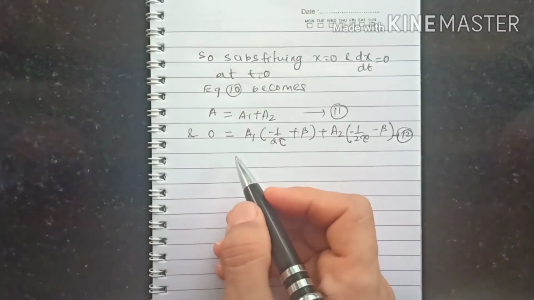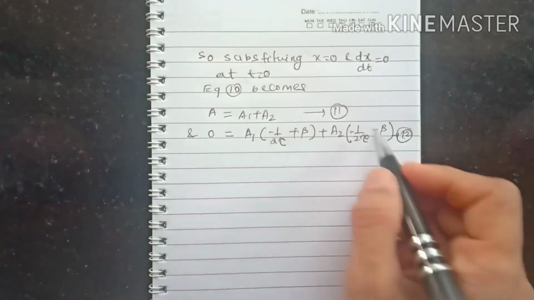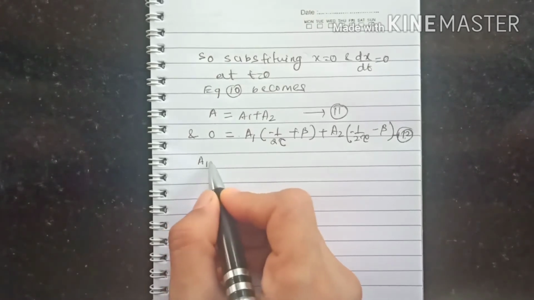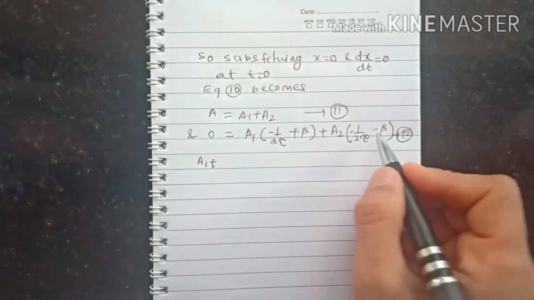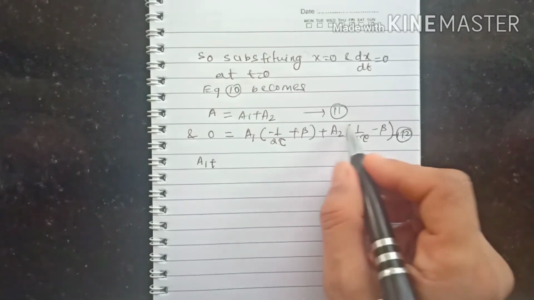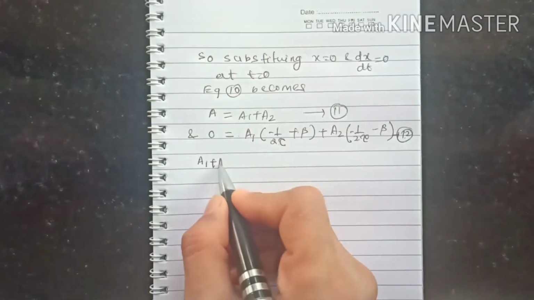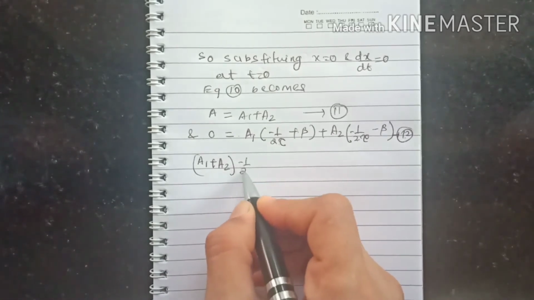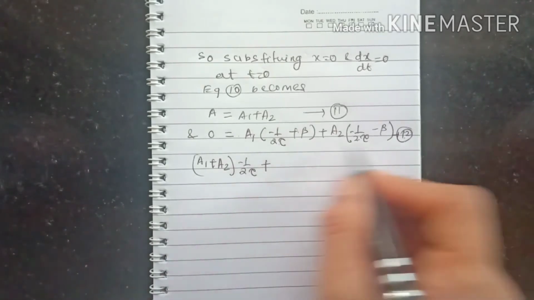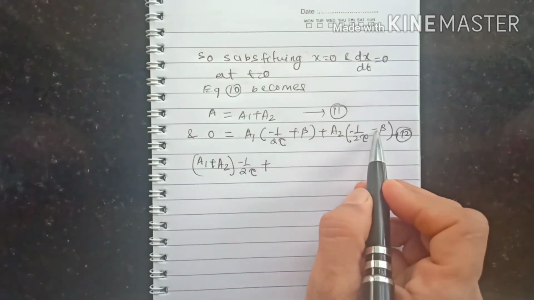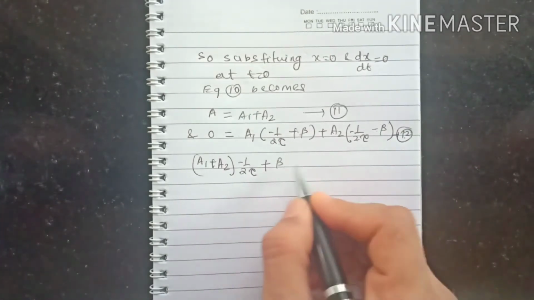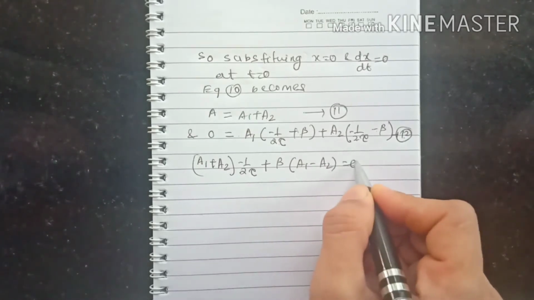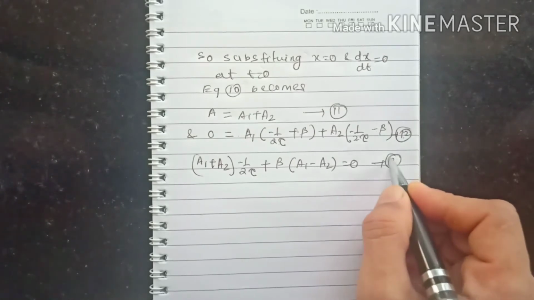So we will rearrange this one again. We are going to get a1 plus a2. Look at this: minus 1 upon twice of tau and minus 1 upon twice of tau. This coefficient is common, so we take a1 plus a2 into minus 1 upon twice of tau, plus beta into a1 minus a2 equal to 0. This is equation number 13.